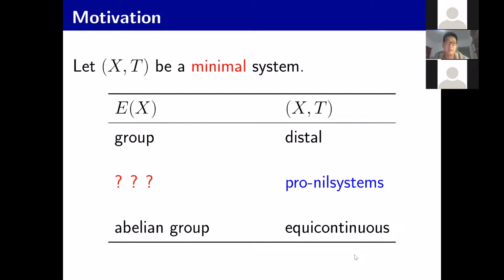Okay. Back to this question. Here we need the minimality assumption, as we want to use the nilpotent structure. But this theorem only holds for minimal systems. So in this table, the right hand side is maybe pro-nilsystems. So what we need to do is to seek a good class of groups.